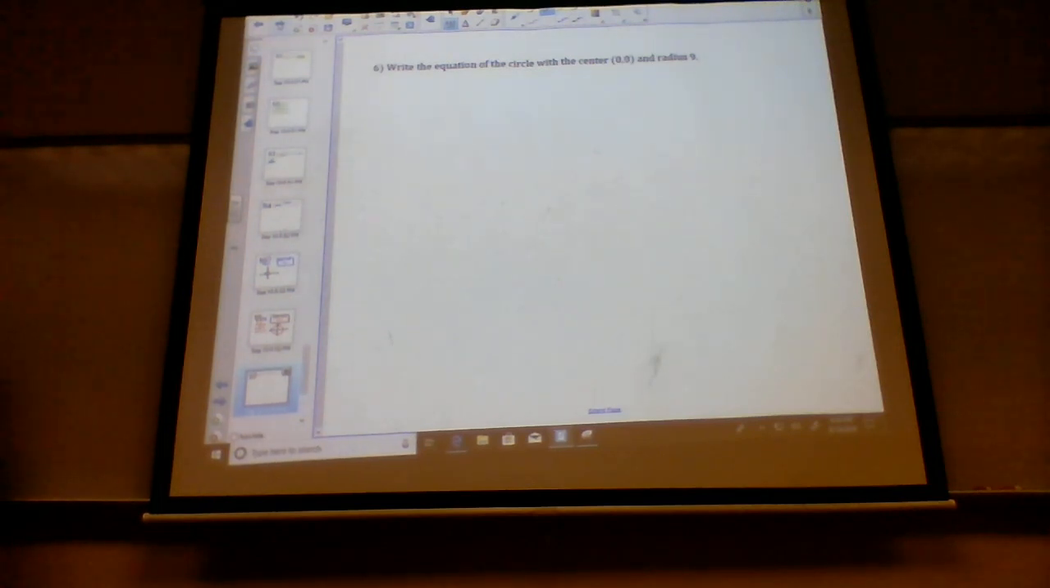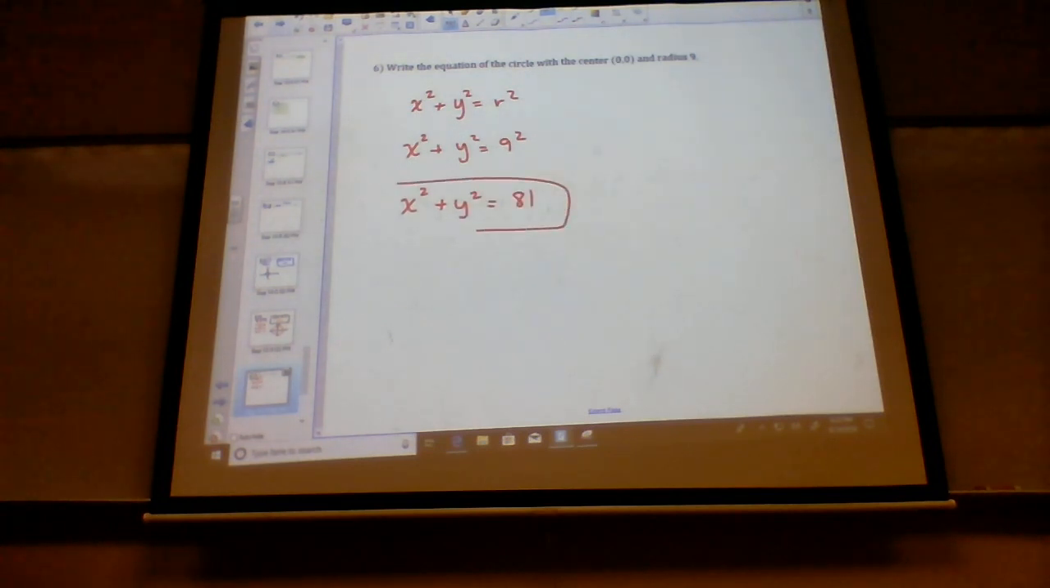All right, number 6. Write the equation of a circle with center 0, 0 and radius 9. Well, I know from the definition that the equation of a circle looks like this. So I'm just going to put the 9 in for the radius. So my answer is going to be x squared plus y squared equals 81. Okay, 9 squared is 81. So that's what you put in the computer. That's it.